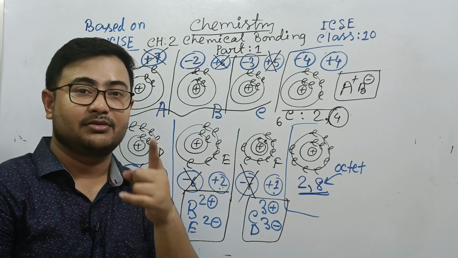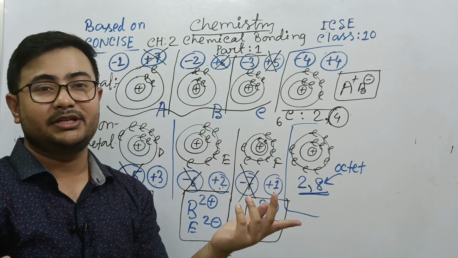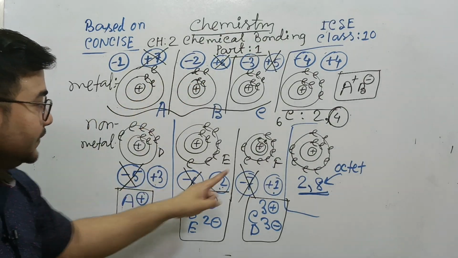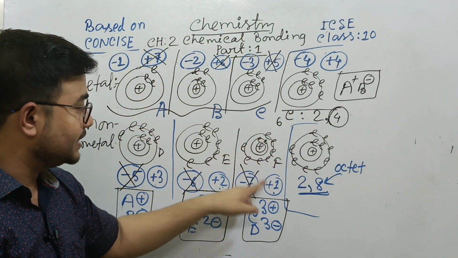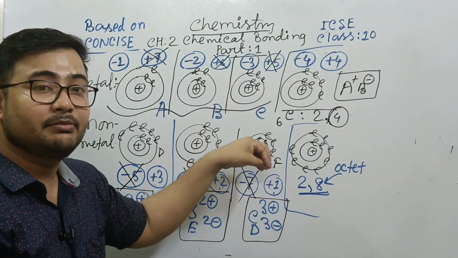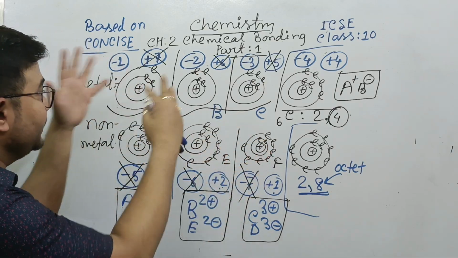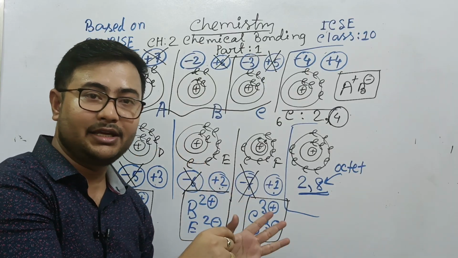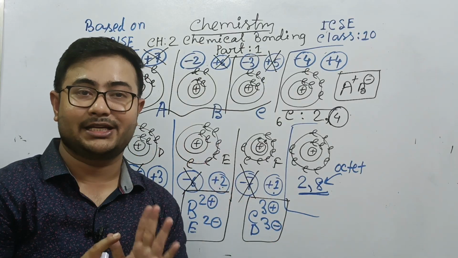One line answer. What is the answer? To gain stability. If it donates, then 2 will open, that is duplet. If it accepts, how many electrons are here? 7. So if it accepts, it becomes octet. So everything here is only to gain stability, like group 18 noble gases.